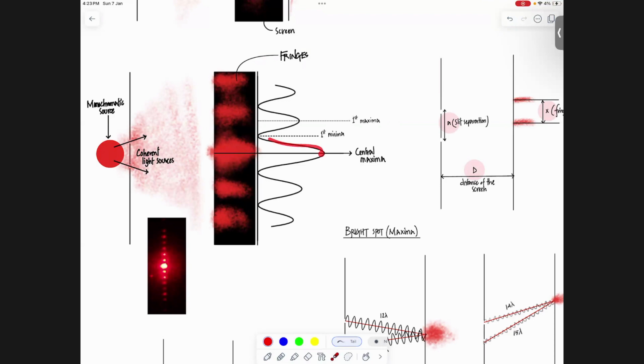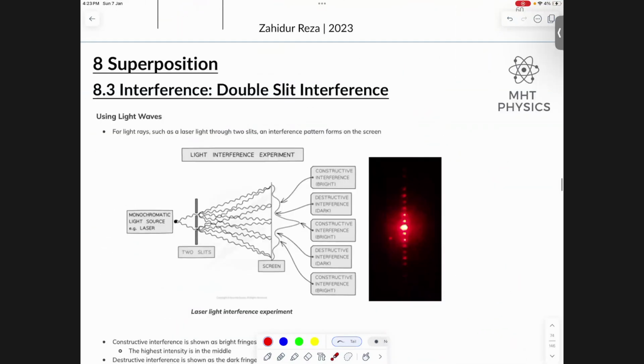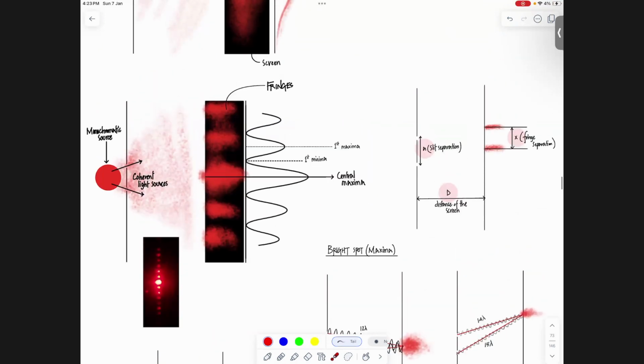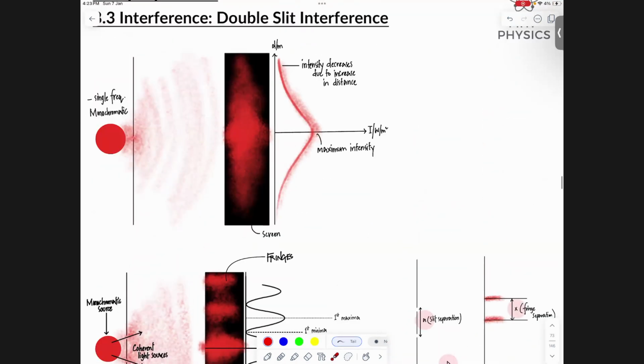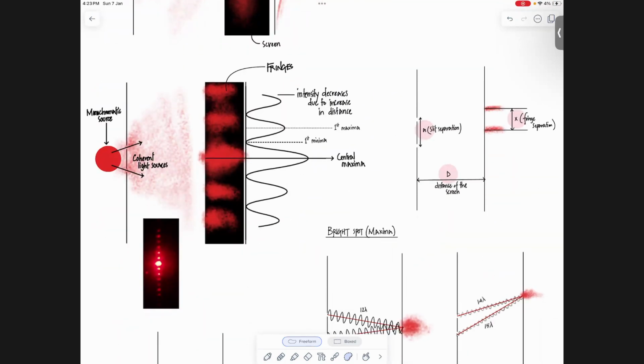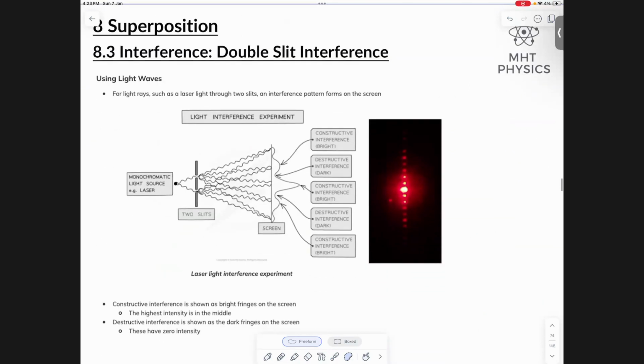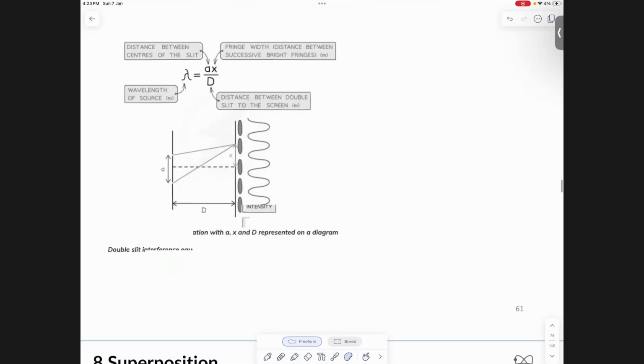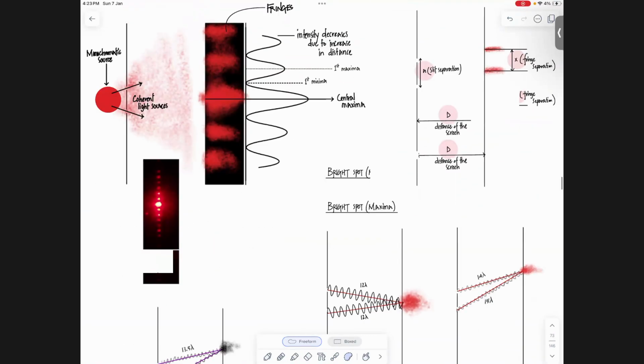You'll have a peak at the center, and the further you go, the peak decreases. I think we discussed that last class again. It's mentioned here. The intensity decreases as the peak starts to fall as well. Okay, so this is what we saw last class. I'll show you the formula. So what's the formula related to this topic? Let's have a look at that.